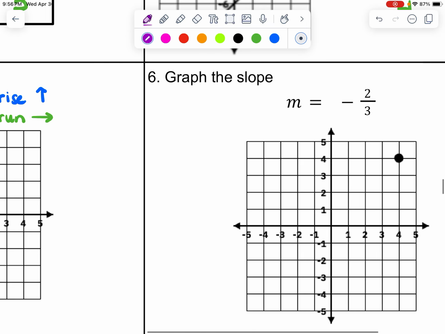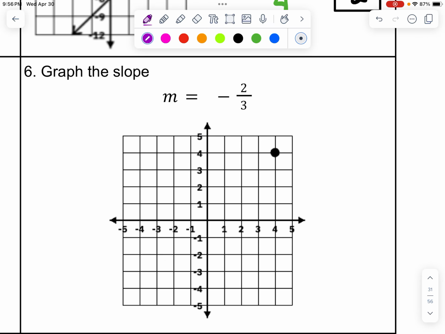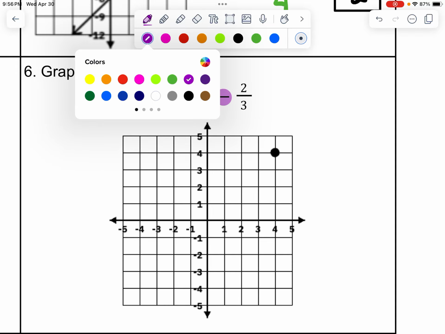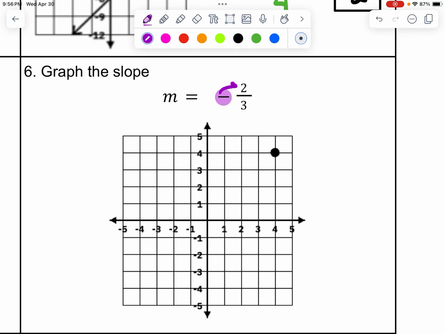Let's try another one. In the next problem, it says graph the slope, but this time it actually is a fraction, which is great. So how are we going to graph this slope? Well, the first thing that's kind of weird is that this negative is at the beginning of the slope fraction instead of on the top or on the bottom. The rule is that negatives always belong to the top. Remember, the bottom number, the run, is always positive. So I'm going to rewrite this as -2 over 3.